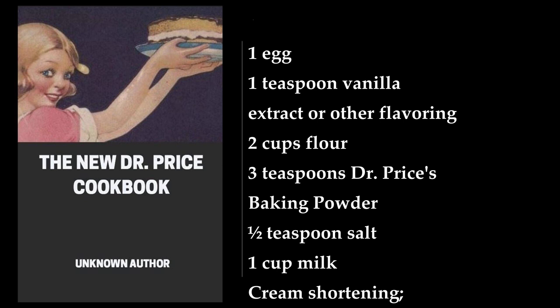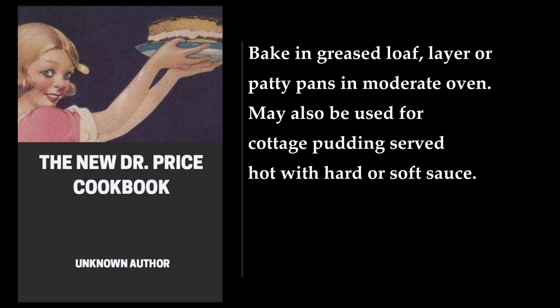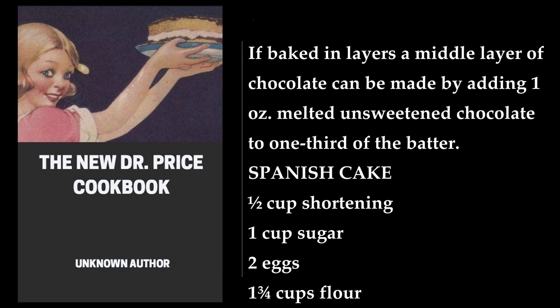Cream shortening, add sugar slowly. Add well-beaten egg and flavoring, sift together flour, baking powder and salt and add to mixture, a little at a time, alternately with milk. Bake in greased loaf, layer or patty pans in moderate oven. May also be used for cottage pudding served hot with hard or soft sauce. If baked in layers, a middle layer of chocolate can be made by adding 1 ounce melted unsweetened chocolate to 1/3 of the batter.